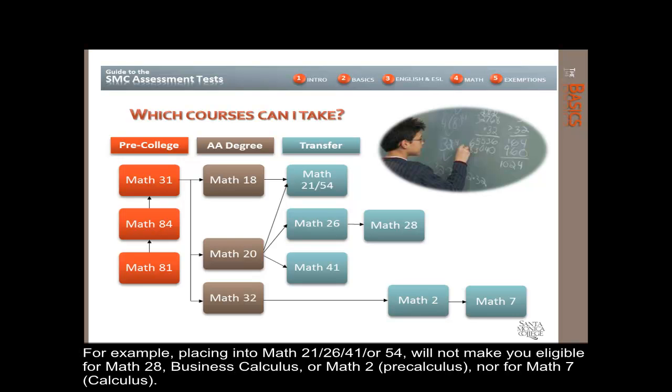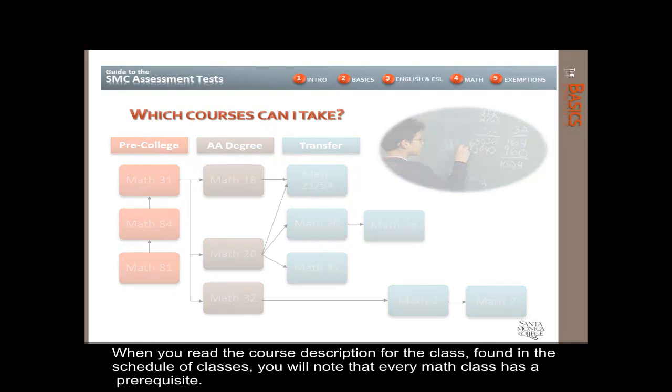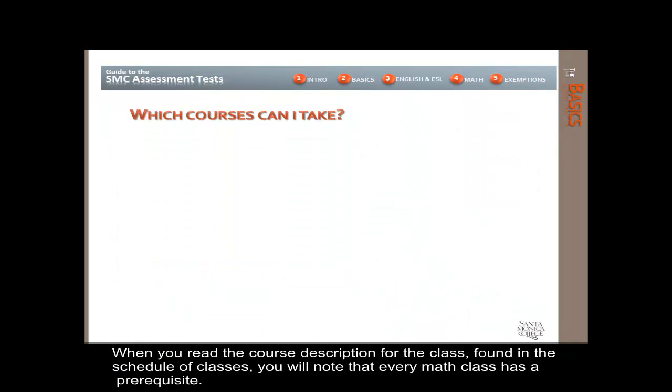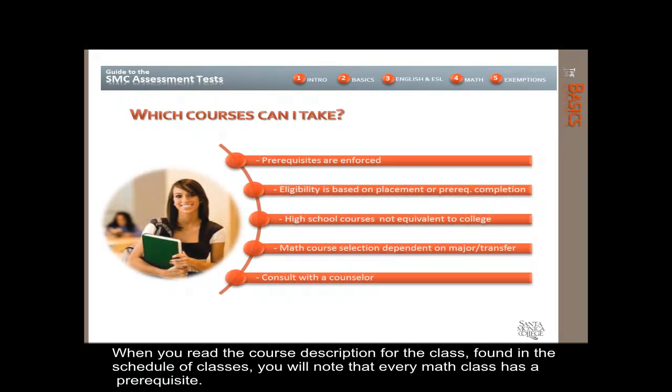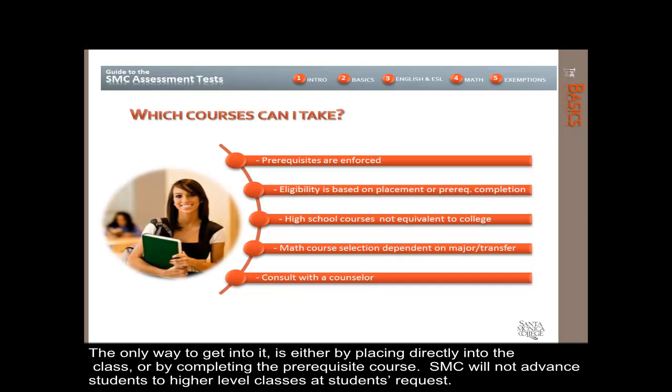For example, placing into Math 21, 26, 41, or 54 will not make you eligible for Math 28, Business Calculus, or Math 2, Pre-Calculus, nor for Math 7, Calculus. When you read the course description for the class found in the schedule of classes, you will know that every math class has a prerequisite. The only way to get into it is either by placing directly into the class or by completing the prerequisite course. SMC will not advance students to higher level classes at students' request.